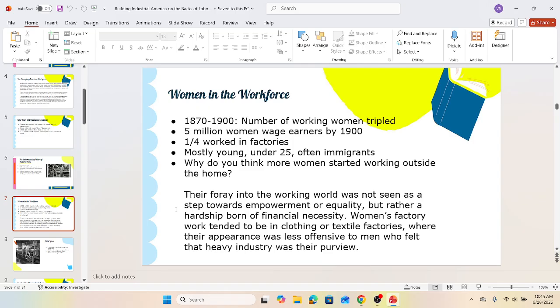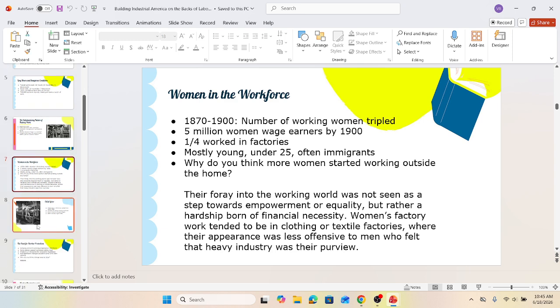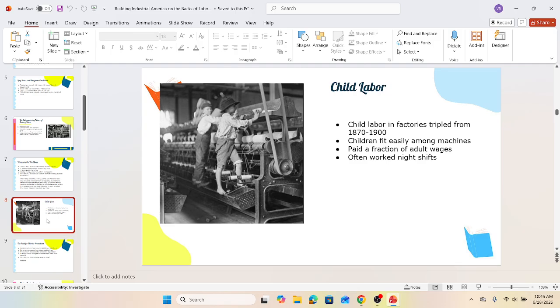but they were often working in clothing and textile factories where their appearance was less offensive to men who felt that the heavy work was their field.